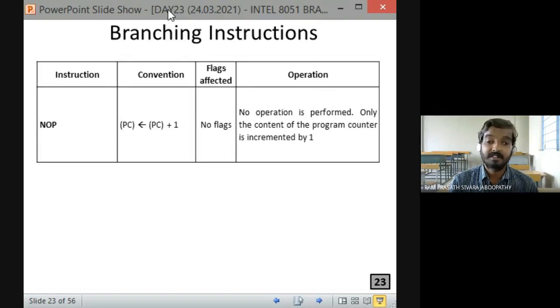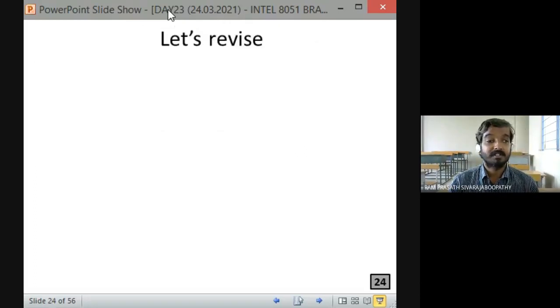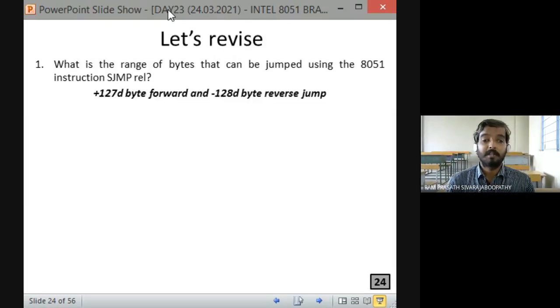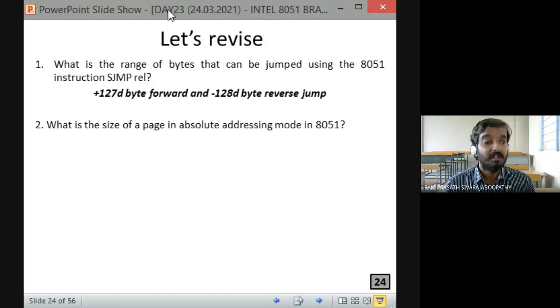Okay, the next topic we are going to discuss is the ports of 8051. Before that, we have some questions. What is the range of bytes that can be jumped using SJMP relative addressing? If we use the SJMP instruction, what is the range of the jump? Yes, minus 128 to plus 127. That means plus 127 bytes forward or minus 128 bytes reverse jump.